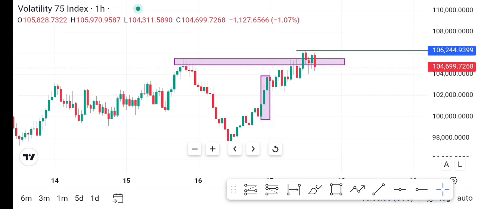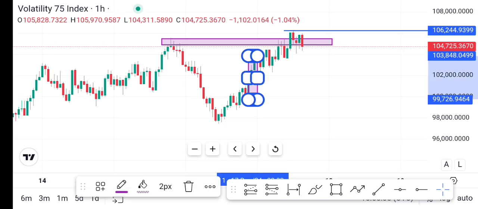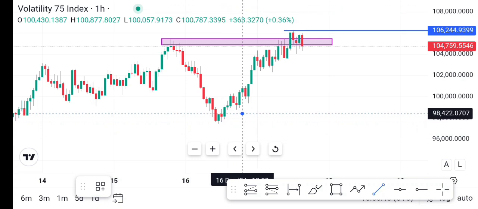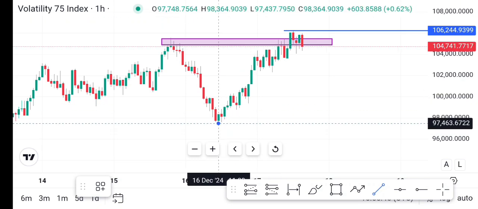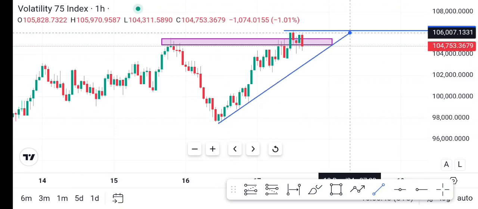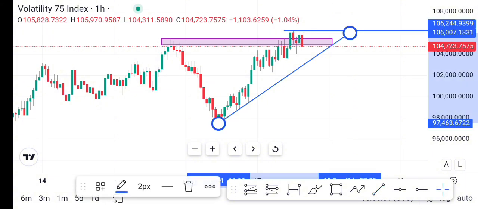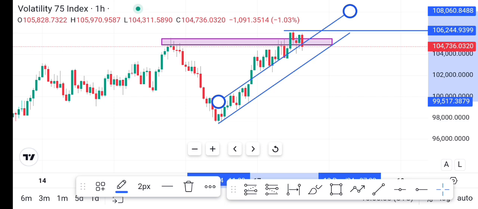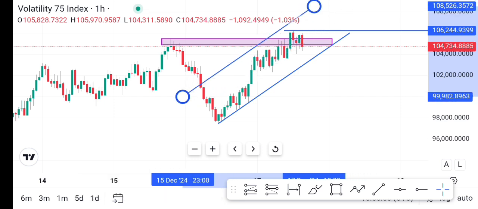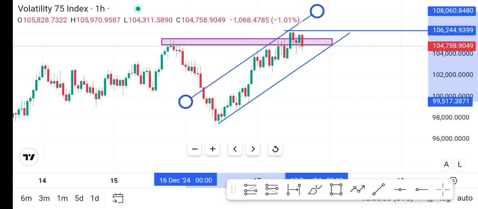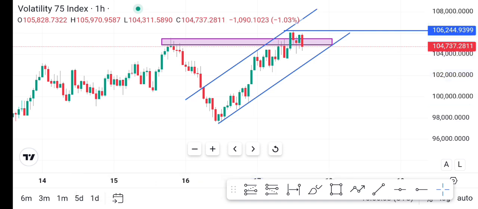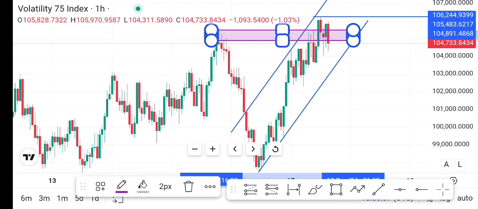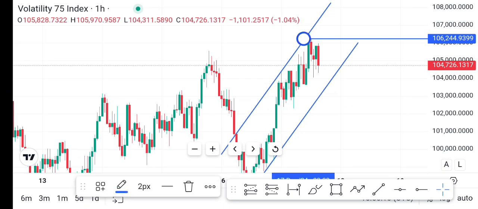Let me delete this. If we get our tool and connect this low and this high, we get our overall trend like this. After getting that, we clone this and put it upward like this. Do you see? So now we have the overall bias. Let me also delete this so we get a clean chart.